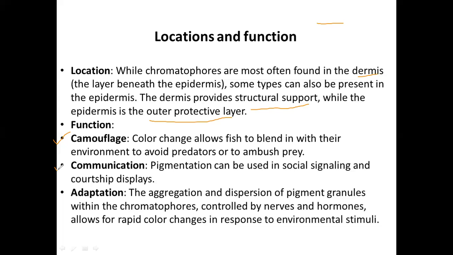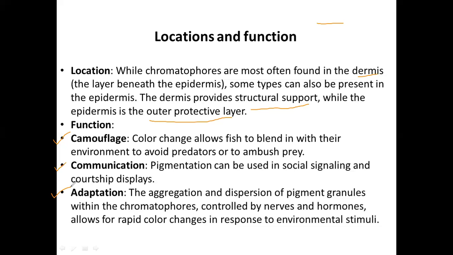Next is the communicative purpose. For attraction, social signaling, or courtship, to attract the opposite sex, either a male to attract the female or a female to attract the male. So for communication purposes also, this pigmentation or these chromatophores are helpful. Next is the purpose of adaptation. Whenever fish reach new environmental conditions, different from the old ones, they need to adapt to that specific area. To adapt, rapid change in colors is needed, so that they protect themselves and communicate with other fishes.